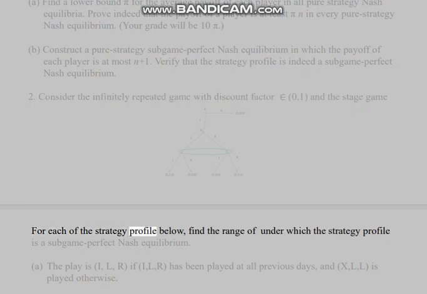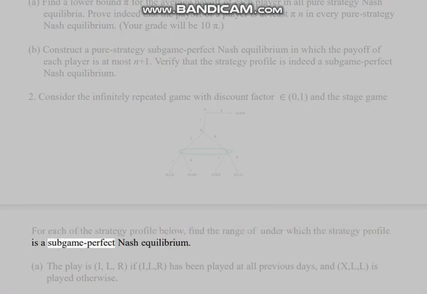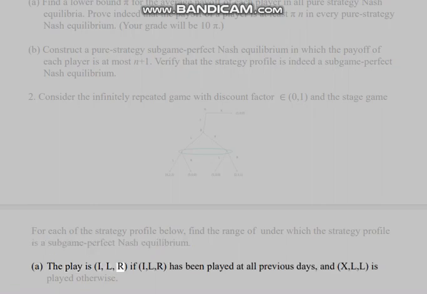For each of the strategy profiles below, find the range of delta under which the strategy profile is a subgame perfect Nash equilibrium. A. The play is ILR if ILR has been played at all previous days and XLL is played otherwise. B. On Sundays, i.e. at T = 0, 7, 14, XLL is played on other days. ILR is played if ILR has been played at all previous such days and XLL is played otherwise.